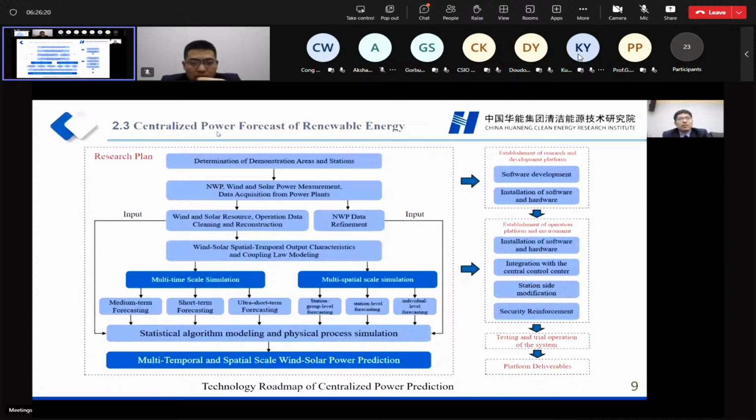We build a three-level power prediction system at the group of Huaneng, the regional company, and the station levels, and establish a data management and sharing platform for power prediction to provide data support for intelligent power trading of regional companies.